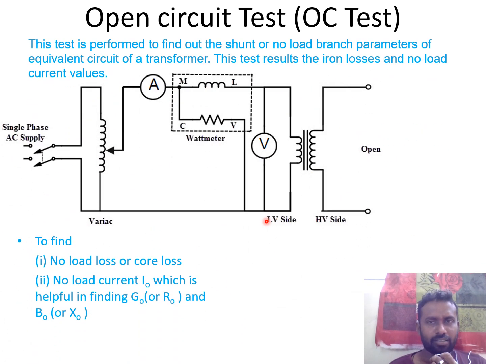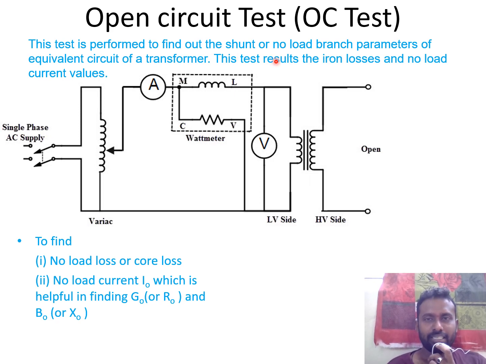Open circuit test or OC test. This test is performed to find out the shunt or no load branch parameters of the equivalent circuit, R0, X0, I mu and Im. This gives the iron losses and no load current values.